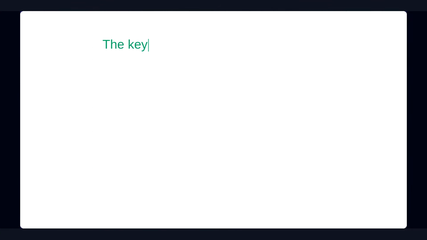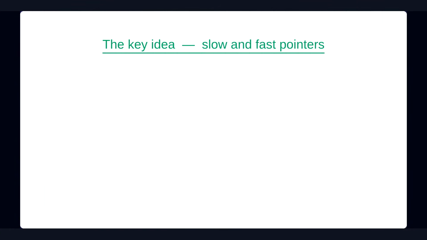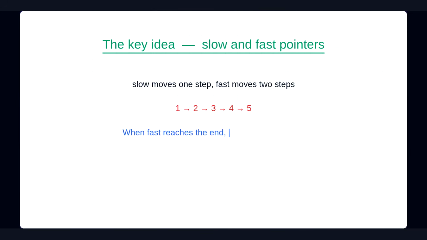Here is the beautiful idea. We keep 2 pointers, both starting at head. The slow pointer moves 1 node at a time. The fast pointer moves 2 nodes at a time. Because fast covers ground twice as quickly, by the time fast reaches the end of the list, slow has only gone half as far, so slow is sitting right at the middle. 1 pass, no counting needed.